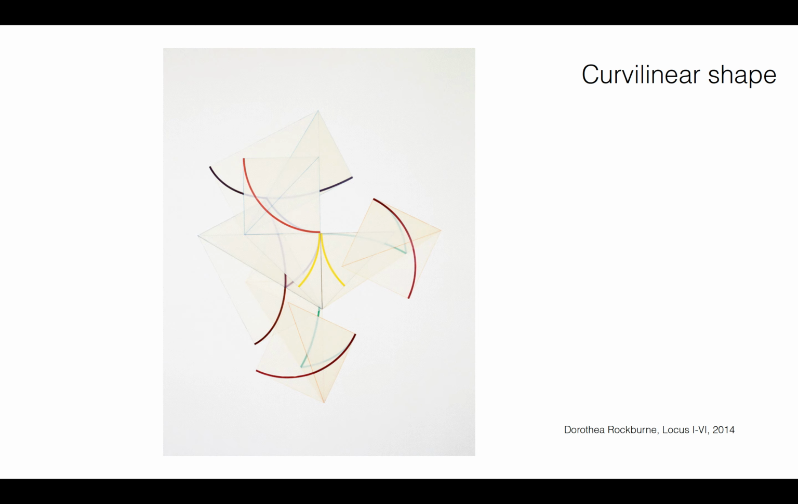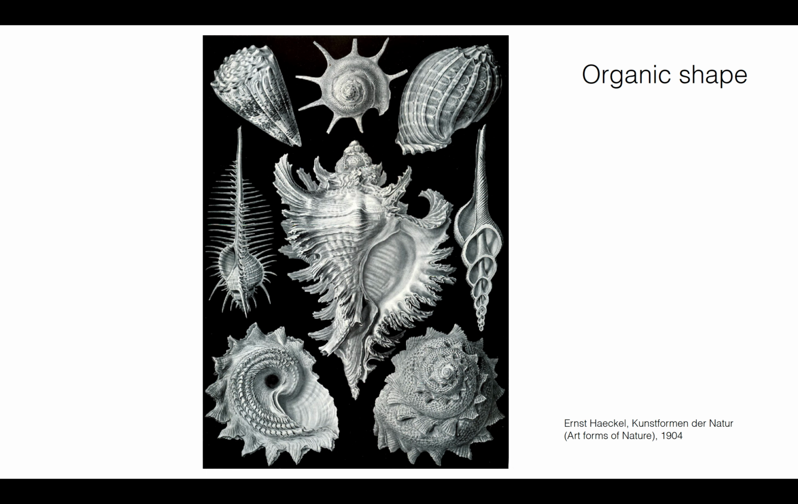Curvilinear shapes are also in the geometric family, and they're made up out of curved lines. If you have a compass, you could use a compass to draw some of your lines for the project. Organic shape is our third type of shape. Organic shape is derived from nature.